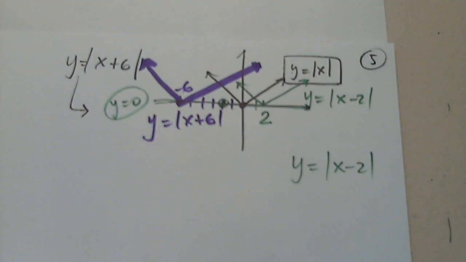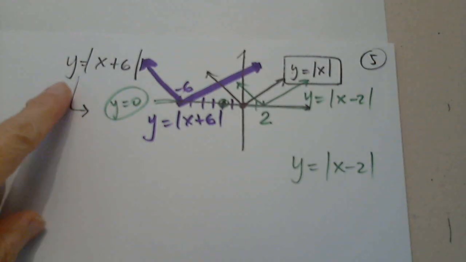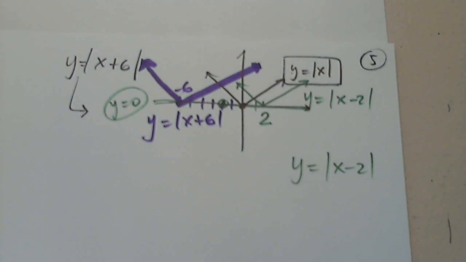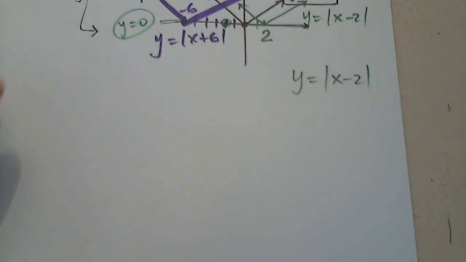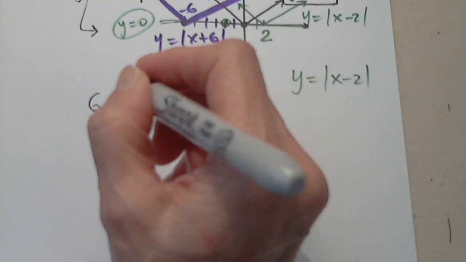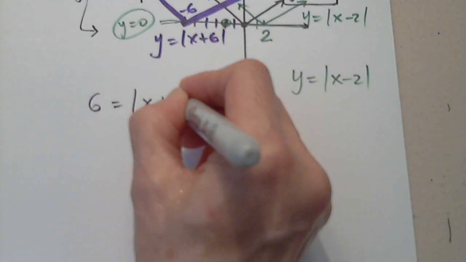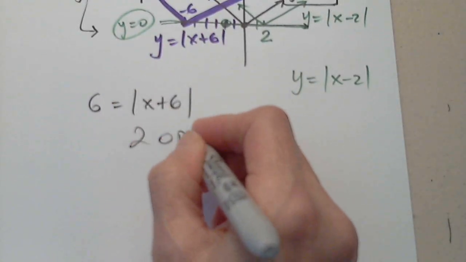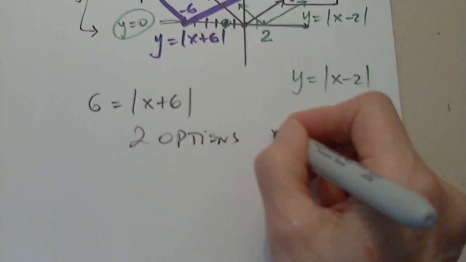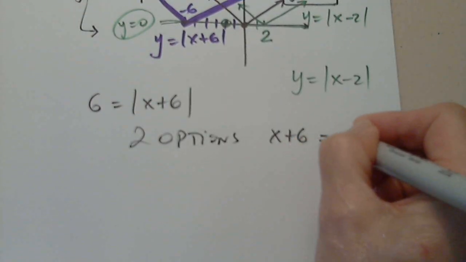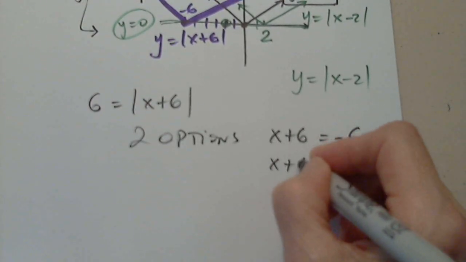What you're saying is, if you replace y with 6, it would be plus 12. So when y is 6, very good point. We haven't studied solving equations that are absolute value. So when y is 6, you have two options: x plus 6 to be negative 6, and x plus 6 to be 6.